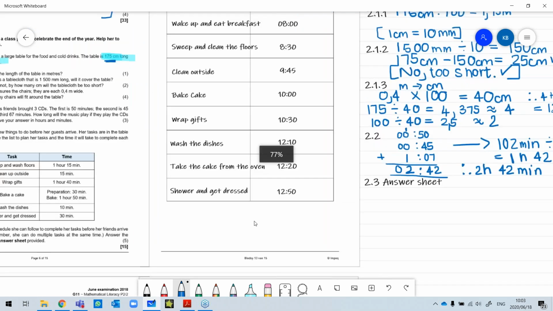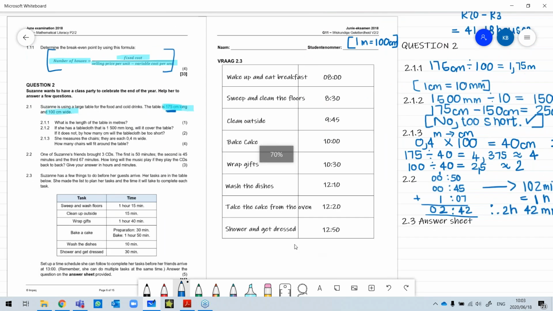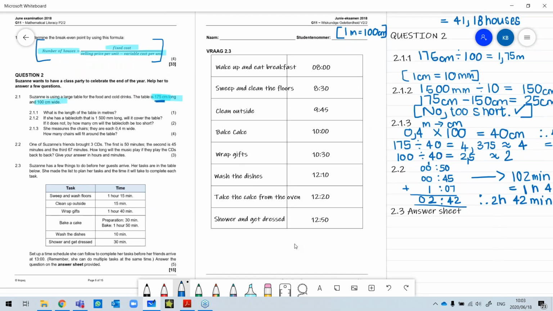Most of you should have enjoyed this if you've got this in a paper. Question 2.3 reads, Suzanne has a few things to do before her guests arrive. Her tasks are in the table below. She made the list to plan her tasks and the time it will take to complete each task. Then in the table, the tasks and the time allocation for each task is listed over here.